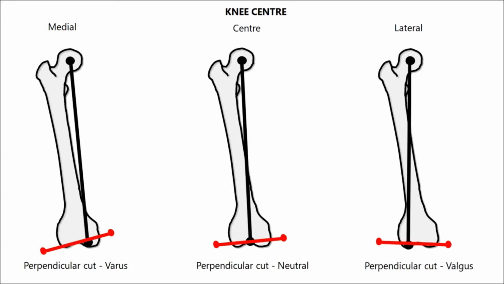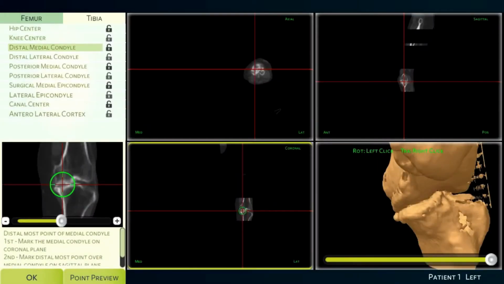This landmark is also used to define the distal femoral intramedullary axis, which is drawn between the knee center and the canal center. The angle formed between the distal femoral intramedullary axis and the mechanical axis is shown as the flexion on the cut calculation screen. Now the distal medial condyle. This landmark is used to define the distalmost point on the medial femoral condyle.